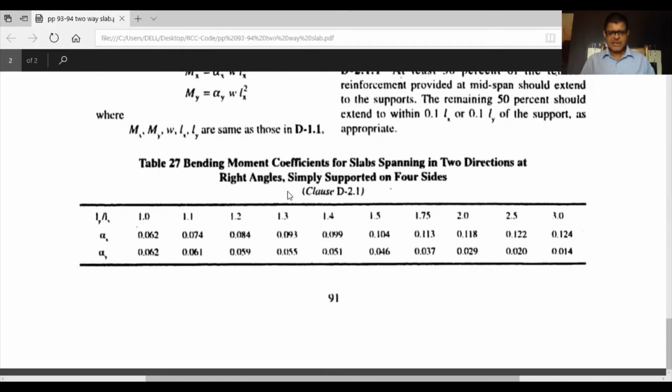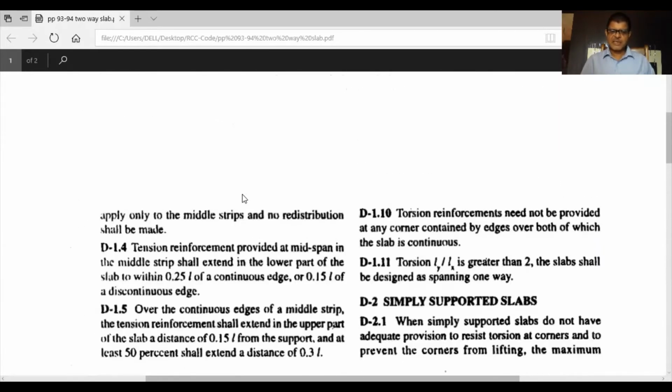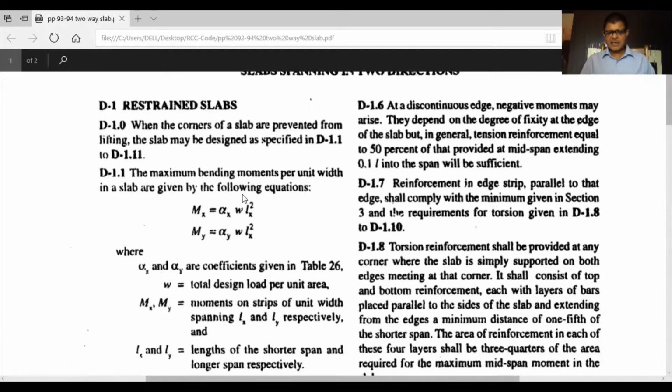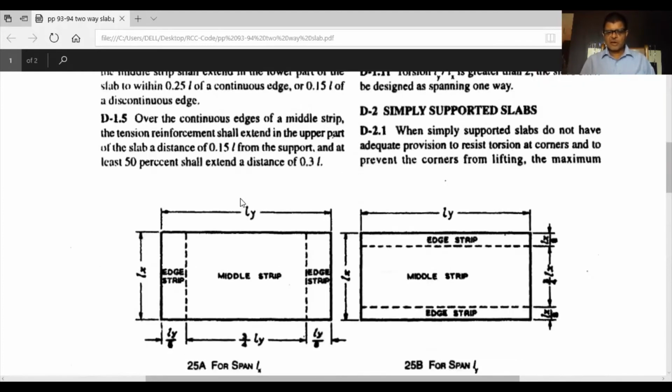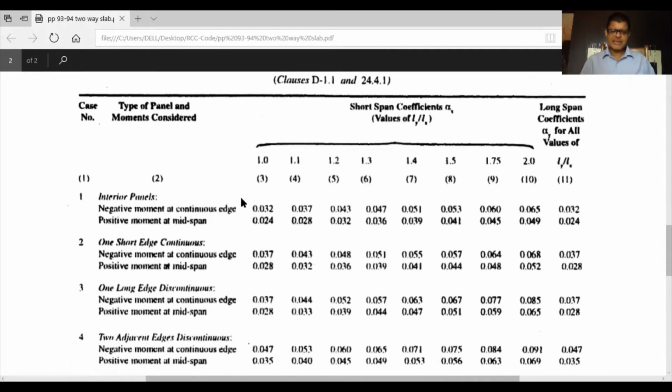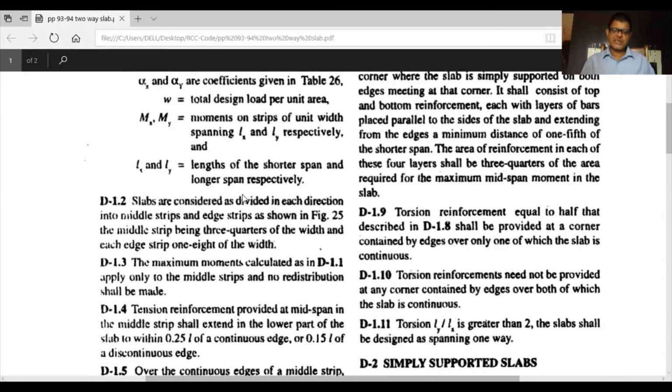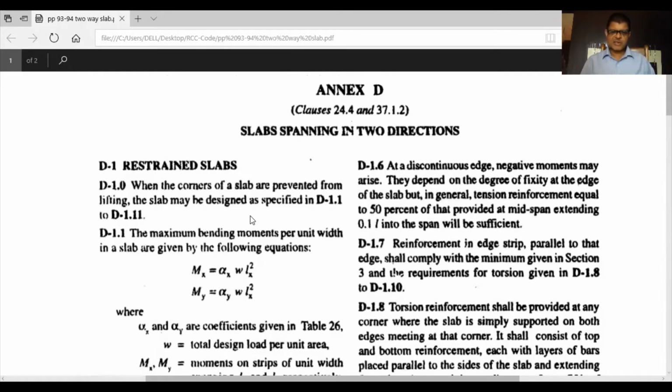In the next page you can see bending moment coefficients for slabs spanning in 2 directions, simply supported on 4 edges. So there are 2 kinds of problems that will come here, either a simply supported slab or a restrained slab. Restrained slab means it is discontinuous on one side and continuous on the other side, or there are different edge conditions. So panel conditions like interior panels, or one long side continuous, or 2 edges discontinuous. So many things will come. We'll discuss that. So first is the restrained slab.